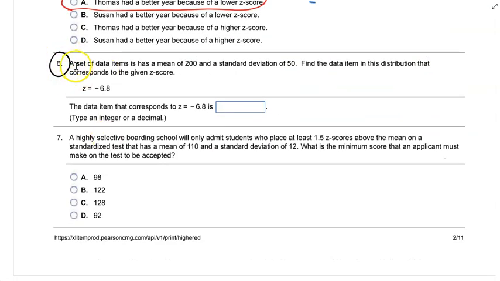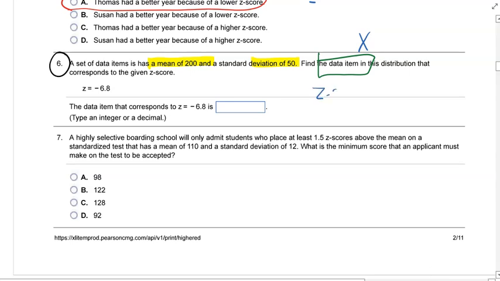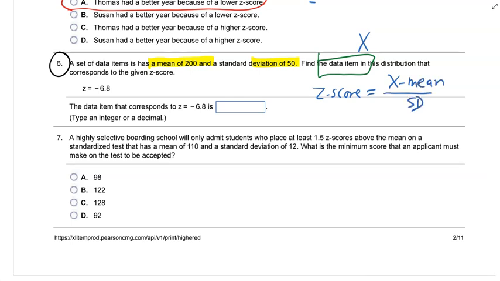Question number 6. A data set has a mean of 200 and a standard deviation of 50. Find the data item in this distribution that corresponds to the given z-score. Here the z-score is given, and you have to find the data item. The data item, which we don't know, is x. Therefore, the formula is z-score equals data item minus mean, divided by standard deviation.